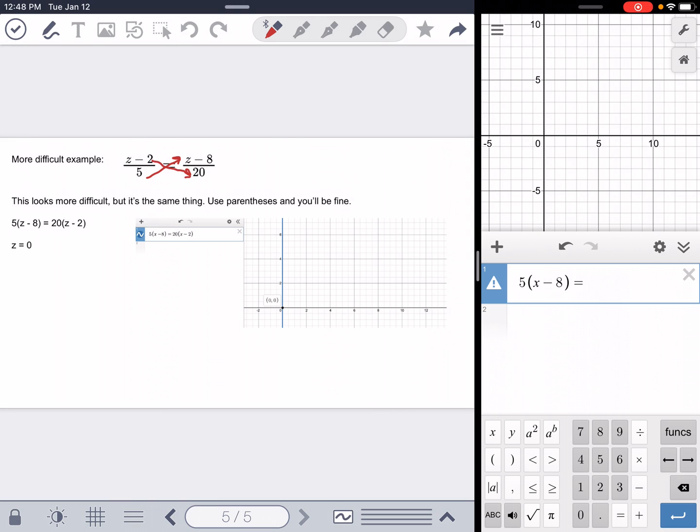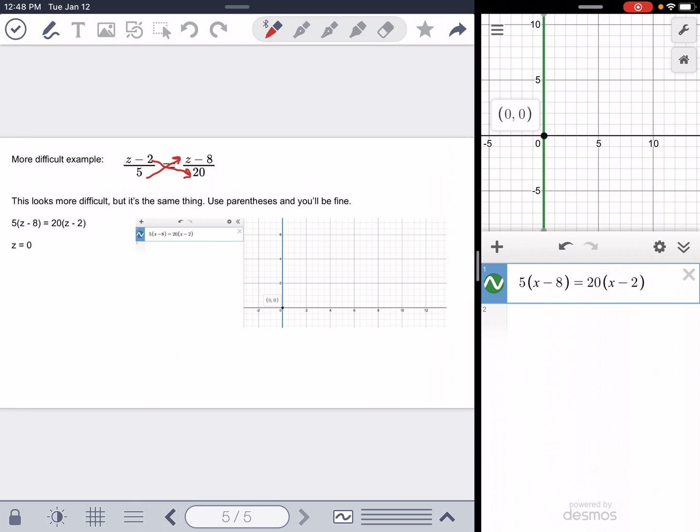cross multiply here. I always put the number on the outside by itself, and then I put the x and its number with it. So 5 times x minus 8 equals 20 times x minus 2. X equals 0, or z equals 0. And that's it. You got to use parentheses, and you got to do that first step of cross multiplying.